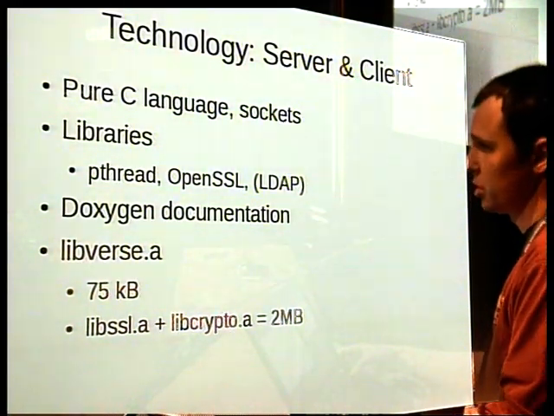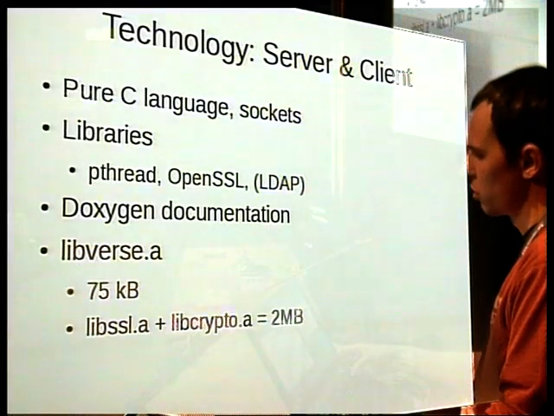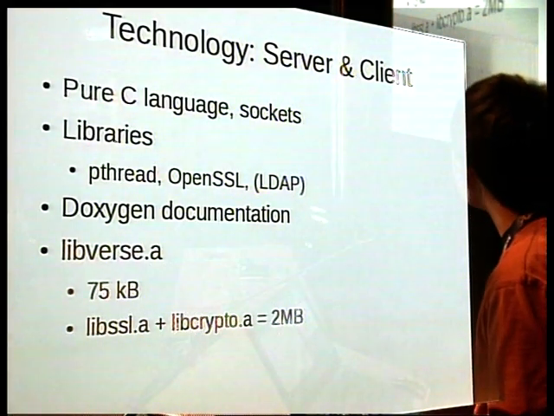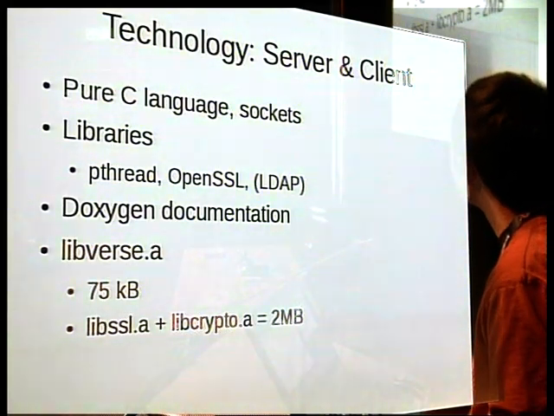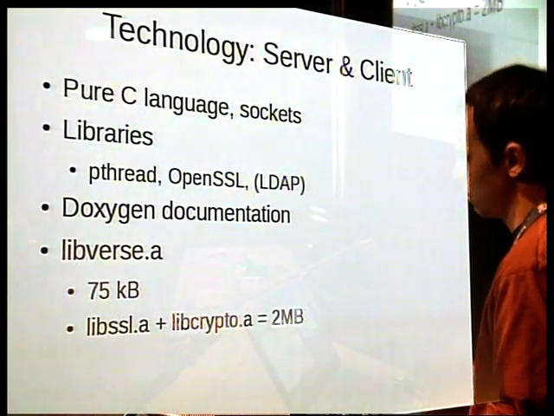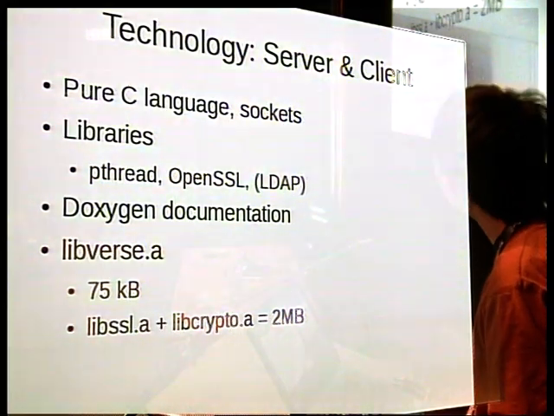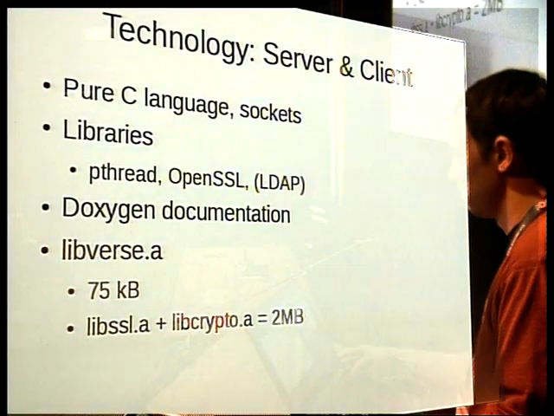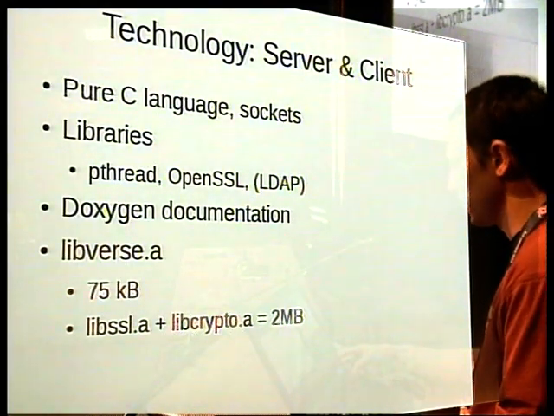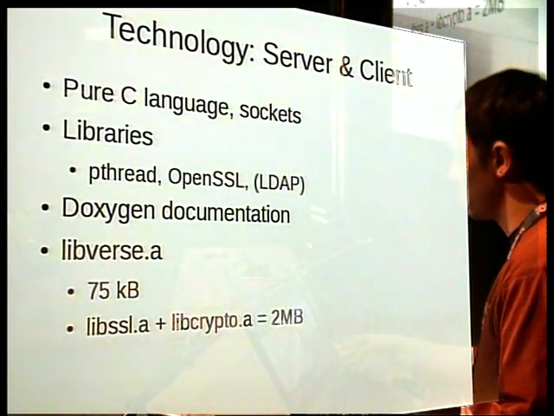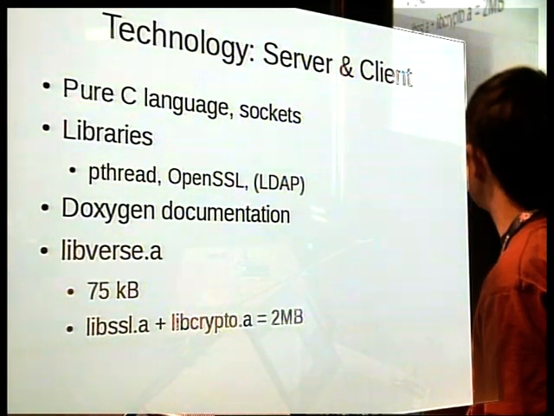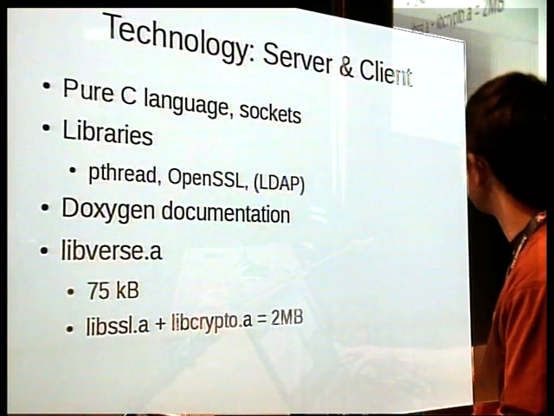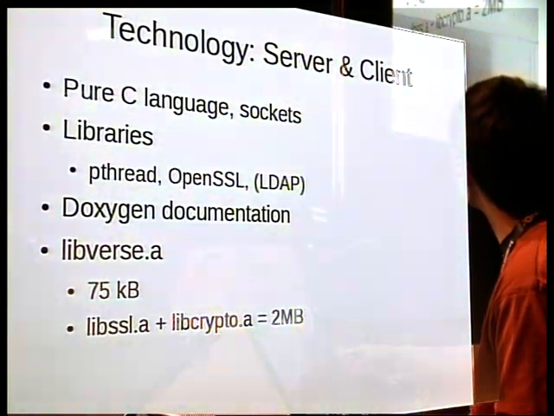I use Doxygen widely for documentation, and the library as it is now is about 75 kilobytes in size. It's not much, but when it is linked with the static library from OpenSSL, the size grows very much.